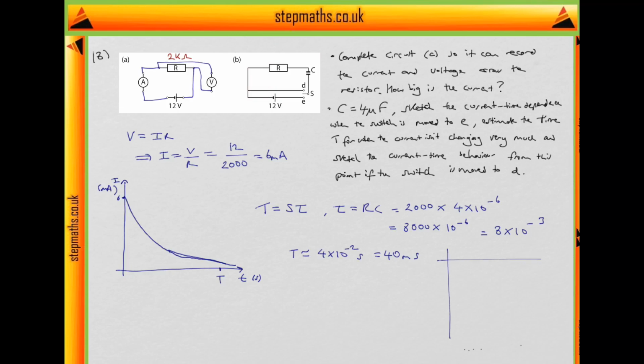So it's going to be time here in seconds and our current here in milliamps. And it's going to start this time from minus 6 milliamps. And it's going to come up in a very similar pattern to before, and come up like so, and tends to 0 like this. That's going to be the answer.